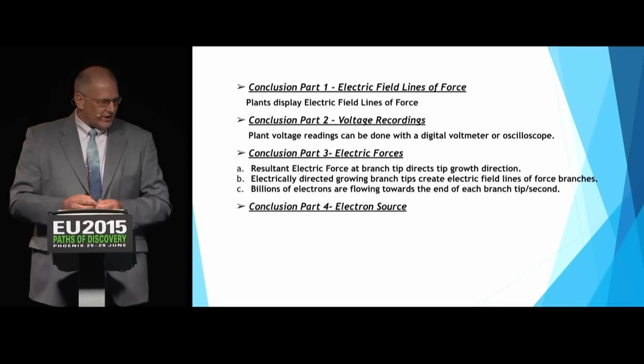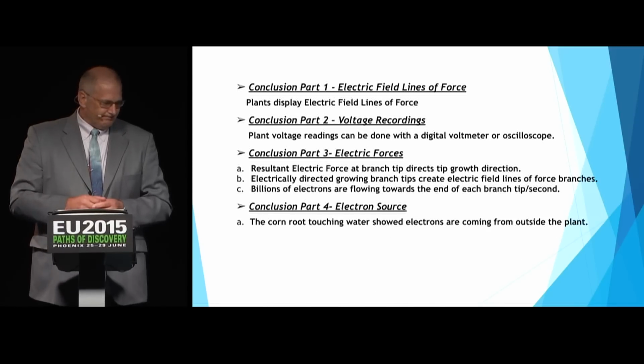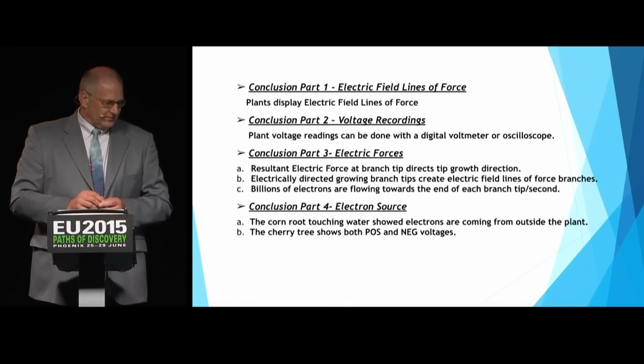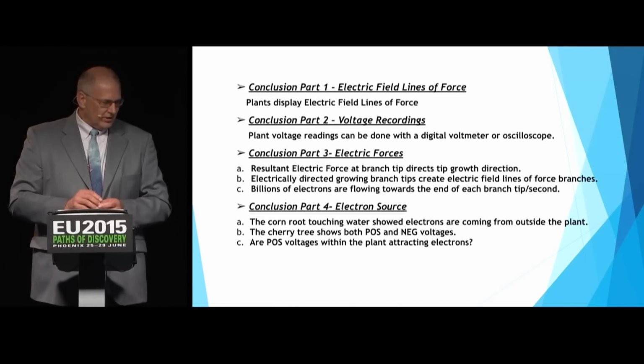Conclusion, part 4, electron source. The corn touching the water showed electrons are coming from outside the plants and traveling upwards in the plants. The cherry tree shows both positive and negative voltages. Are the positive voltages within the plant attracting electrons?